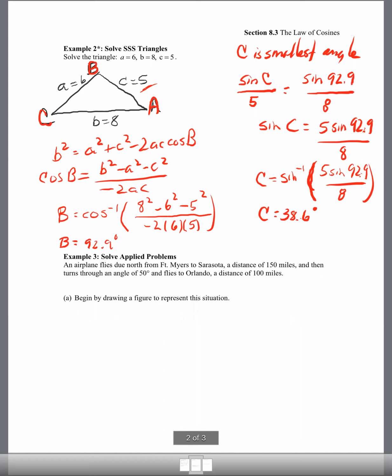Well, we pretty much know the routine. If you've got 2 angles of a triangle, how do you find the third? So angle A is going to end up being 180 degrees minus these other 2 angles that we just found. And if we check that out, we get 48.5.